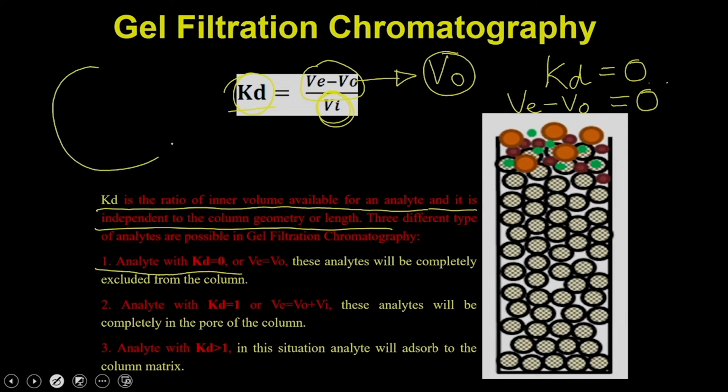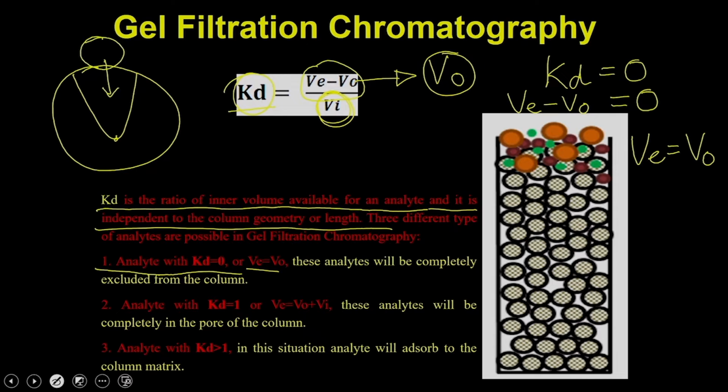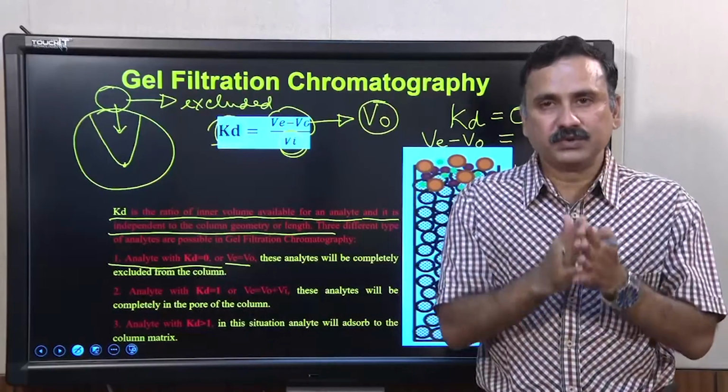Okay. So, let me draw the pore. If the Kd is 0, the Ve minus Vo is equivalent to 0, which means the Ve is equivalent to Vo, which means the elution volume is equivalent to the void volume, which means the molecule is sitting somewhere here, it is not entering into the pore, which means the molecule is going to be excluded from the column.